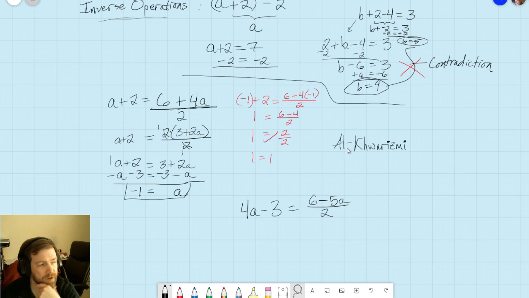So Al-Khwarizmi was a 13th century mathematician. Muhammad ibn Musa al-Khwarizmi. Yep.